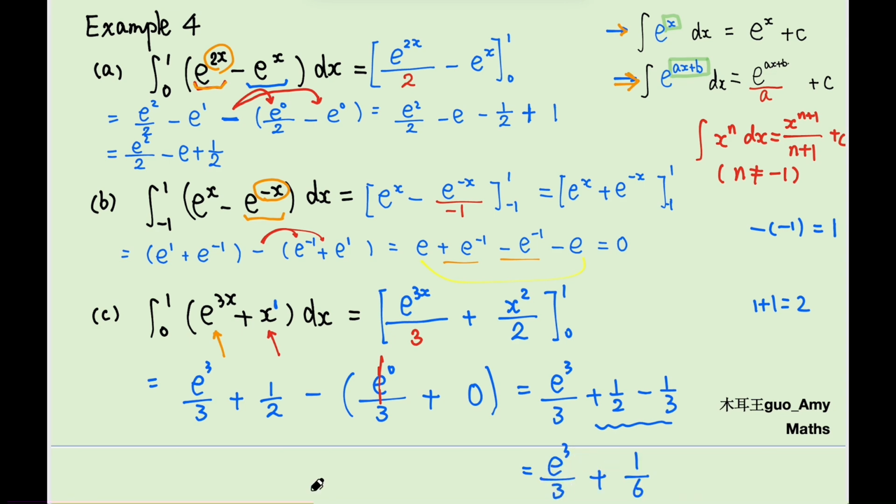By looking back at these questions, we can see the key step is to identify the functions and use the corresponding formulas to integrate.